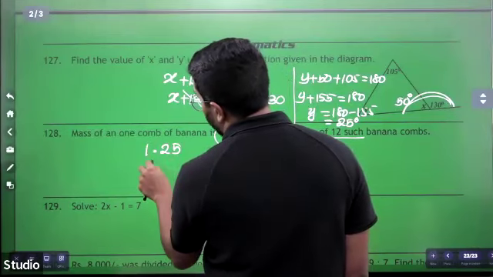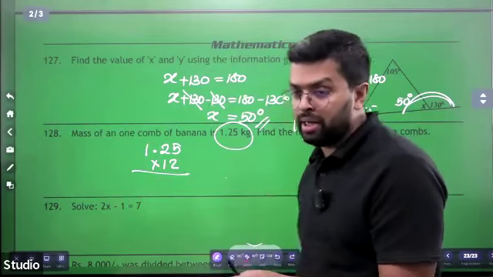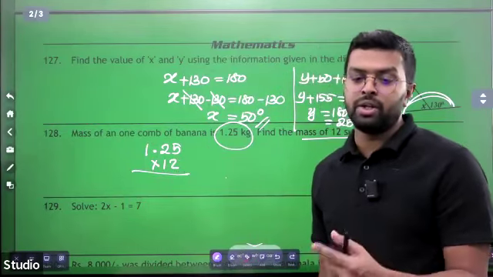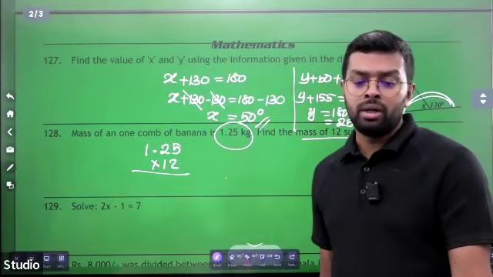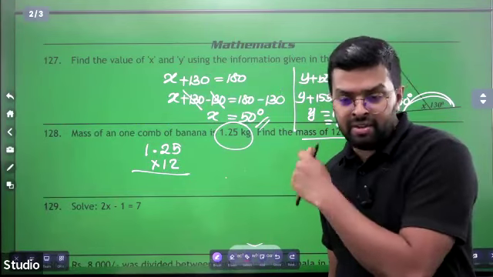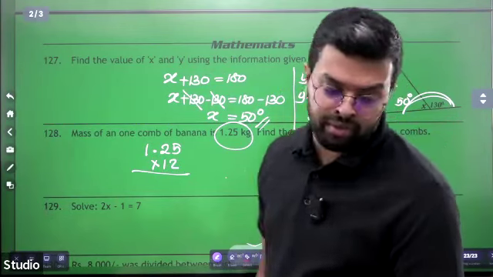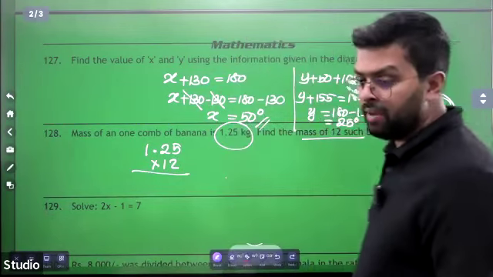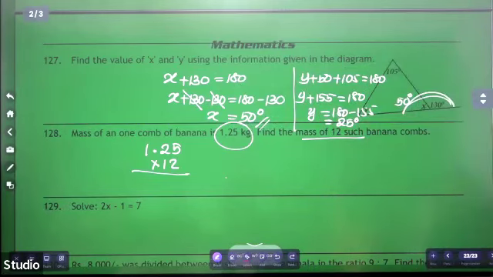1.25 multiplied by 12. When you are multiplying a decimal number with a whole number, what we need to do is just forget about the decimal point for a moment. Just multiply 125 by 12. Try it on your own and send me the answer.